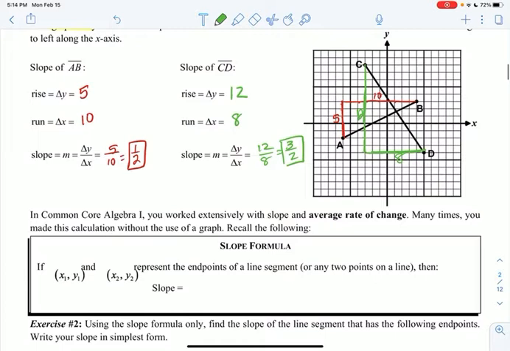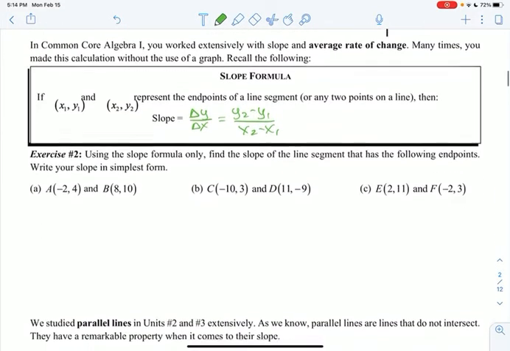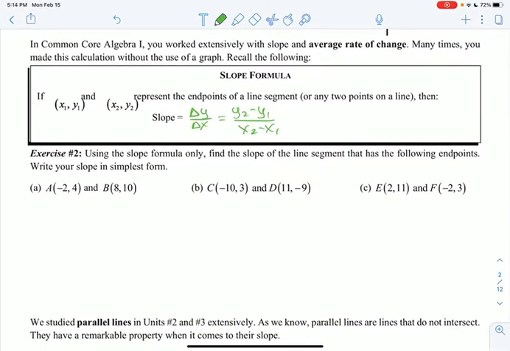In Algebra 1, you worked a lot with slope. You might have called it average rate of change. And I can do this calculation if I have points. So if I have 2 points, (x1, y1) and another point (x2, y2), the slope, again, is the change in y over the change in x. That just means you subtract the y's, that goes on top, and you subtract the x's, that goes on the bottom. So let's try finding slope with the points that I have in Exercise 2.